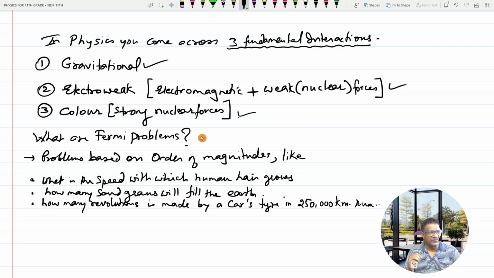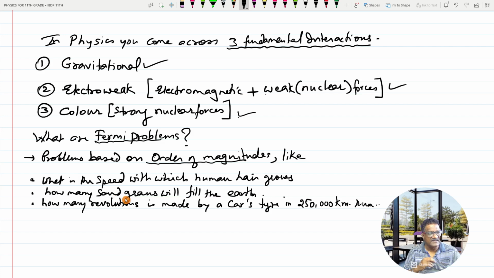Now, what are Fermi problems? These Fermi problems are based on the order of magnitude that we started this session with. On this concept, there are many interesting problems, like what is the speed with which human hair grows? Somebody asks you to find the order of magnitude of the speed of growth of human hair. These problems are called Fermi problems: problems related to order of magnitude.